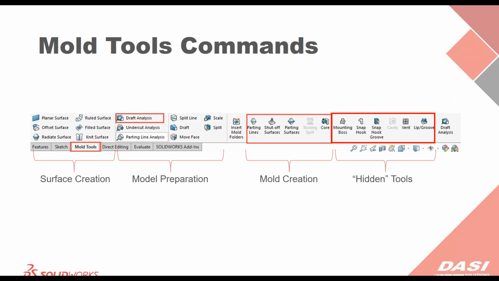So let's move forward. So the mold tools commands. If you didn't know, mold tools is included with SOLIDWORKS Standard. It's a basic tool that's included, just like sheet metal or surfacing or any of those other types of things that come within SOLIDWORKS. So you access it just like you access the other tabs within SOLIDWORKS by right-clicking on the tab, selecting mold tools to turn it on and off.